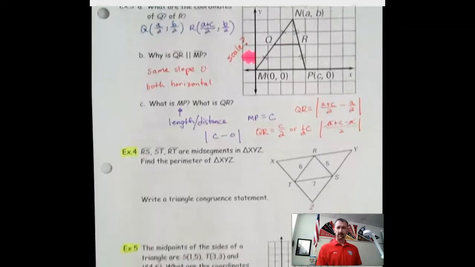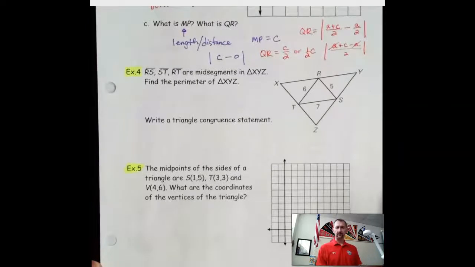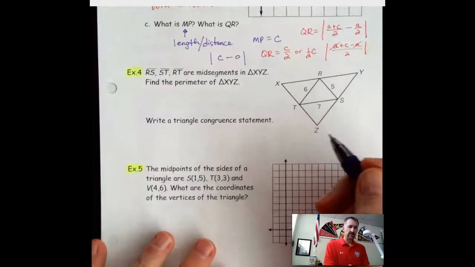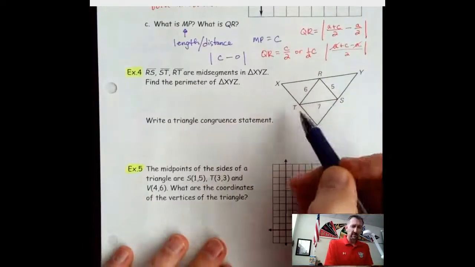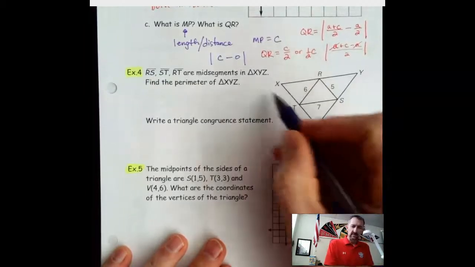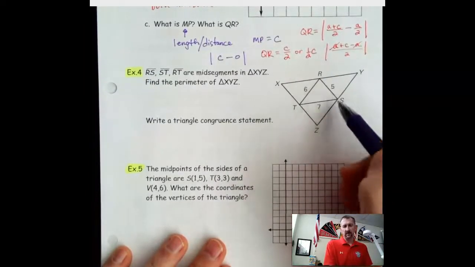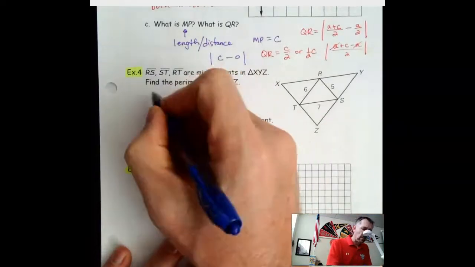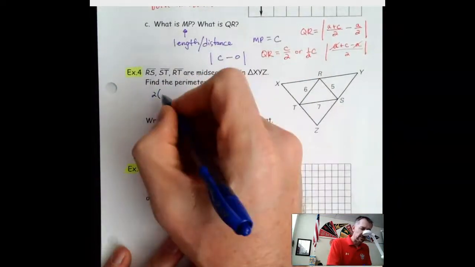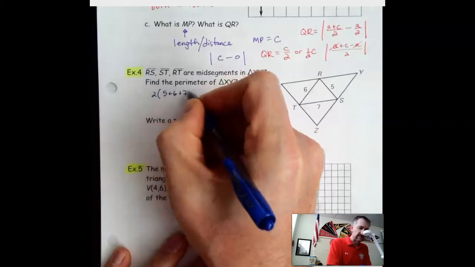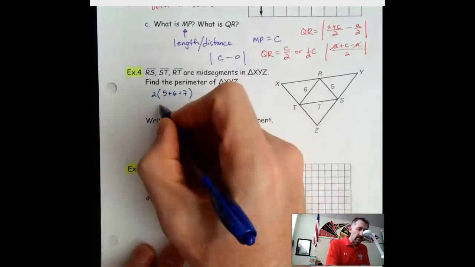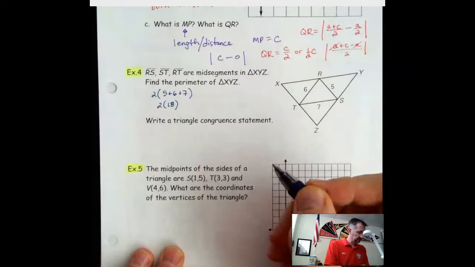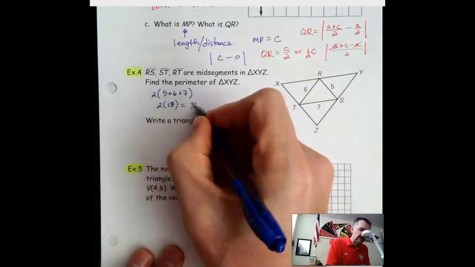Okay, so another test type question here. Those are all mid-segments. Find the perimeter of XYZ, so the big triangle. So if they're mid-segments, then we want to realize that the side is double the mid-segment. So this side will be 10, this side will be 14, this side will be 12. Or you can think about it this way, they're all being doubled, so it would be 5 plus 6 plus 7 times 2. So that would be 2 times 18, which would be 36.